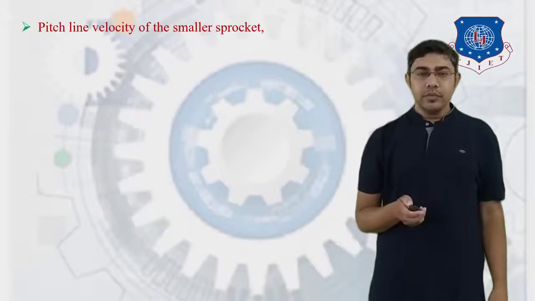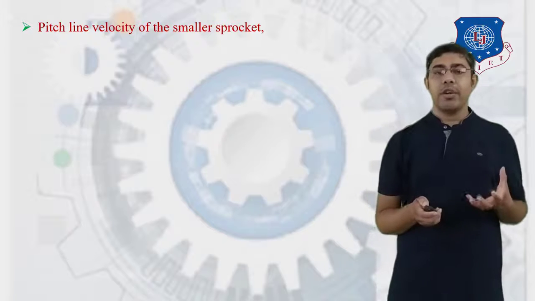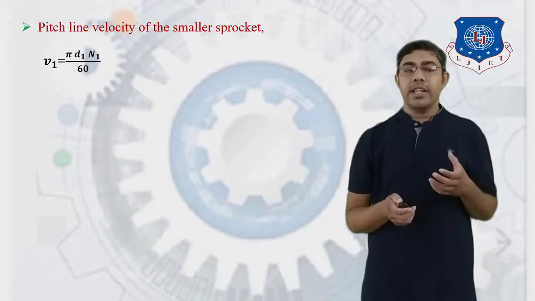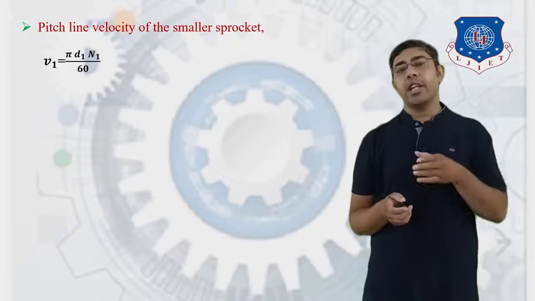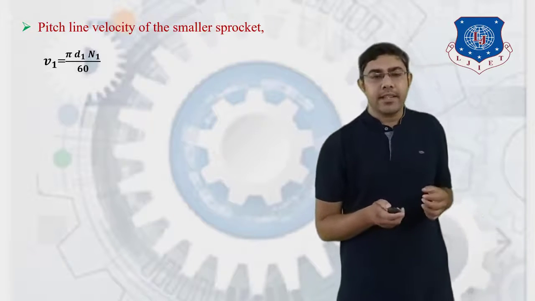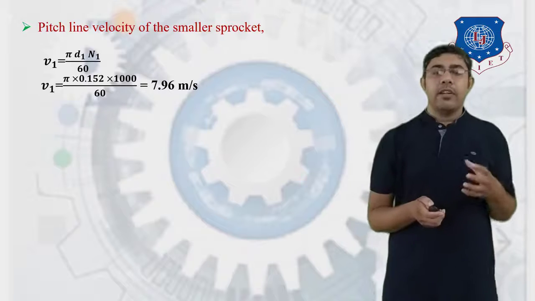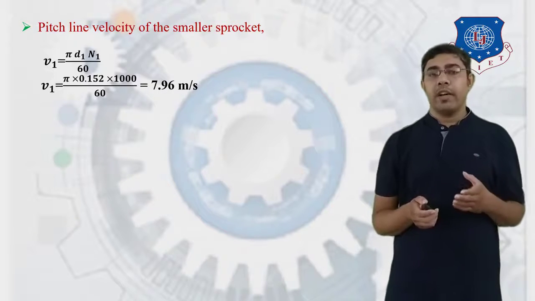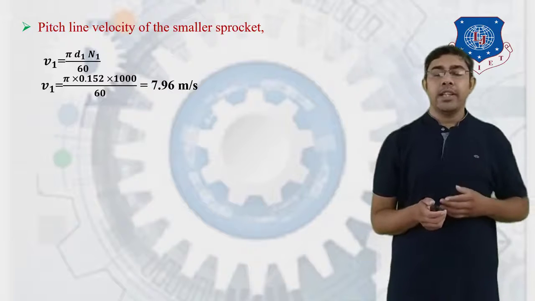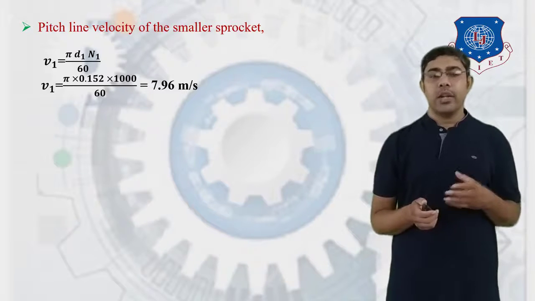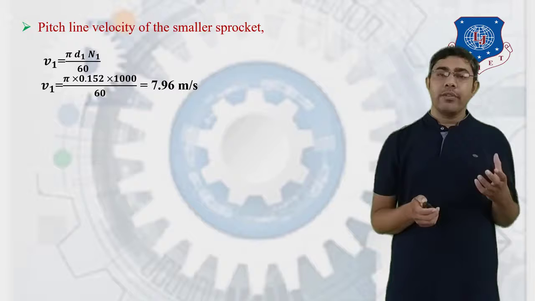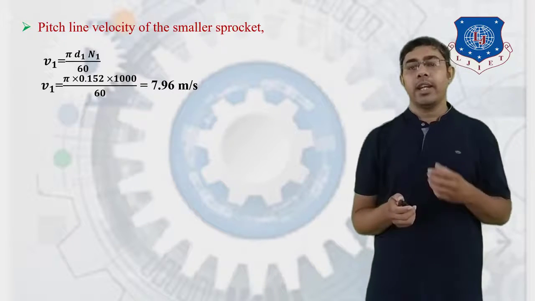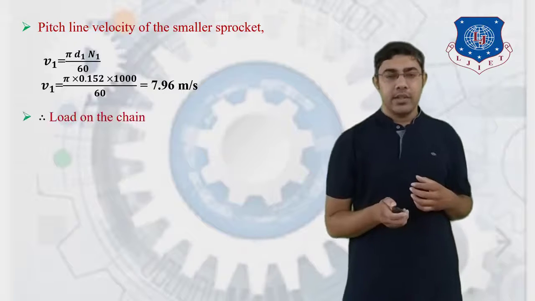Now the pitch line velocity of the smaller sprocket. So V1 is equal to pi D1 into N1 divided by 60. Here we place the value of D1 as 0.152 and N1 as 1000 rpm. So we get the value of V1 as 7.96 meter per second.